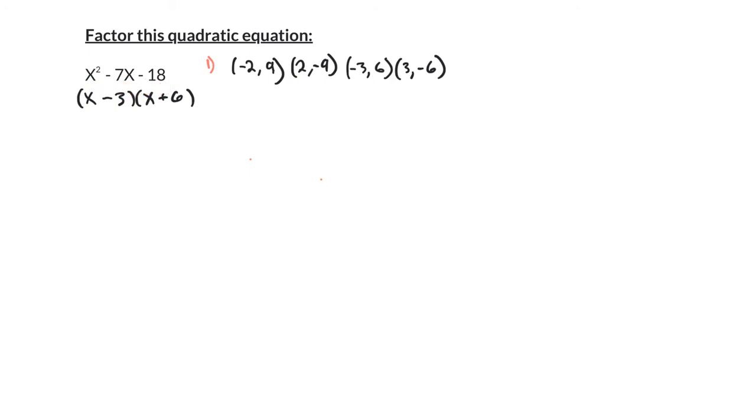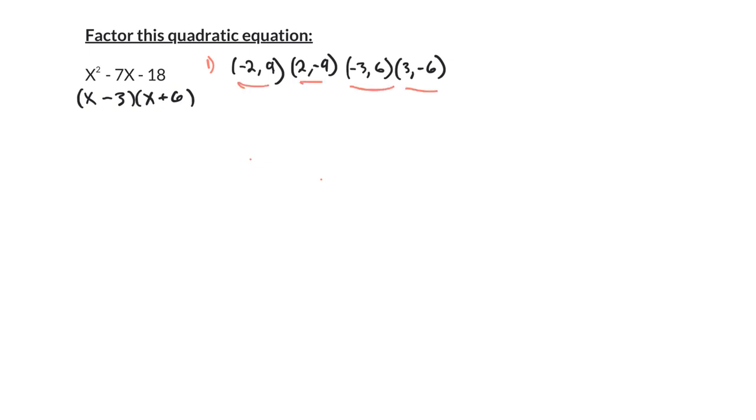The first thing I did right over here was I took the multiples, or the factors, which you multiply to get negative 18. So negative 2 and 9, 2 and negative 9, negative 3 and 6, and 3 and negative 6. So I have those there.